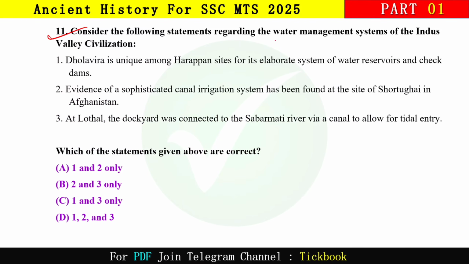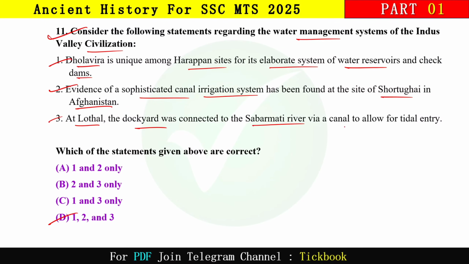Question 11, consider the following statements regarding the water management systems of the Indus Valley Civilization. Option number D, 1, 2 and 3. Number 1, Dholavira is unique among Harappan sites for its elaborate system of water reservoirs and check dams. Number 2, evidence of a sophisticated canal irrigation system has been found at the site of Shortugai in Afghanistan. Number 3, at Lothal, the dockyard was connected to the Sabarmati river via a canal to allow for tidal entry.